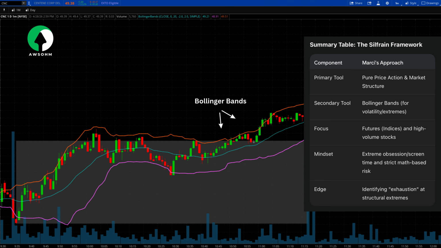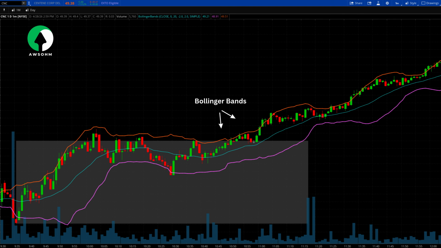Summary table. The Silfrain framework. Component, Marci's approach. Primary tool: pure price action and market structure. Secondary tool: Bollinger Bands for volatility extremes. Focus: futures, indices, and high-volume stocks. Mindset: extreme obsession, screen time, and strict math-based risk. Edge: identifying exhaustion at structural extremes. She is known for being quite transparent about the grind of trading, often warning that there are no shortcuts or magic indicators that replace the need for deep chart study.